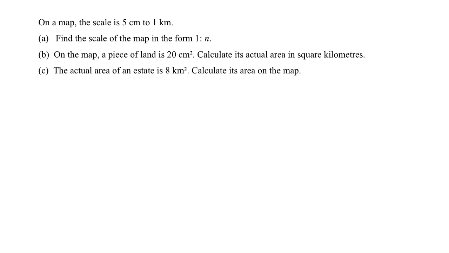Hello everyone, welcome to this part of the video where we are given the map scale 5 cm to 1 kilometer, and we are required to write it in the form 1:n. So for this part, we start off with 5 cm is to 1 kilometer. Do take note, when they want us to write in this form, both must be in cm.